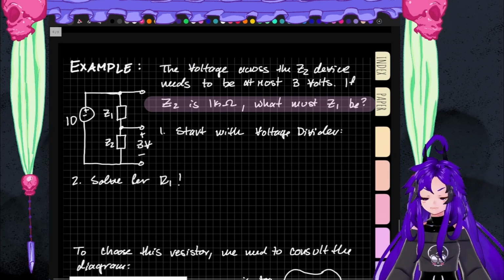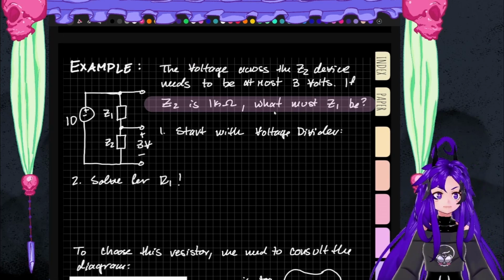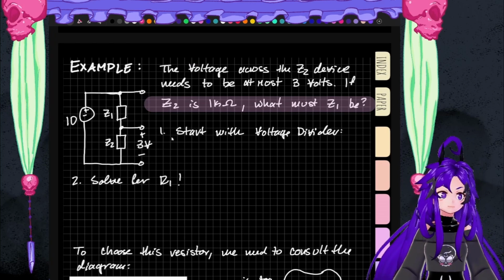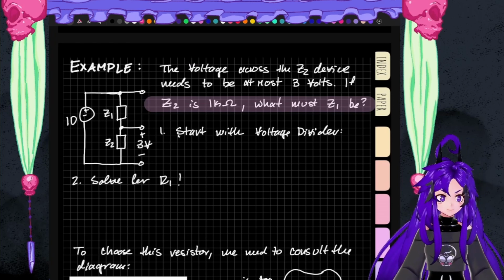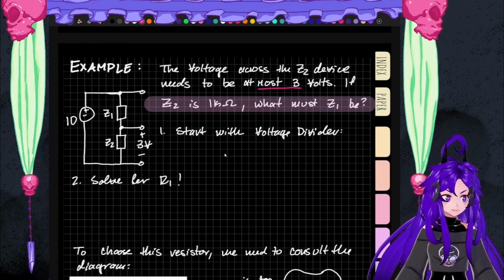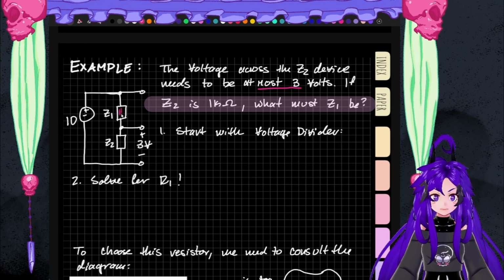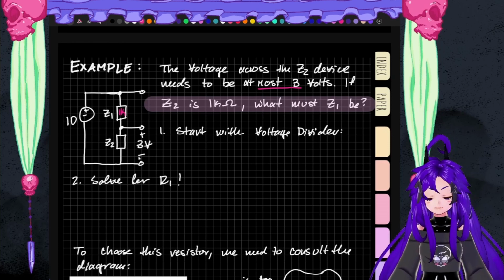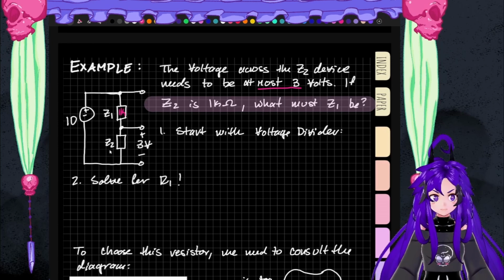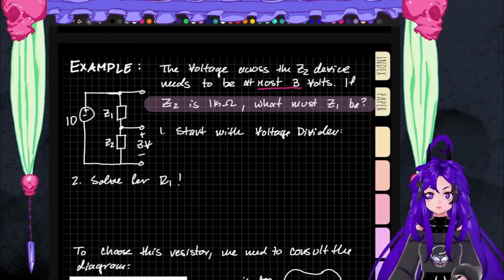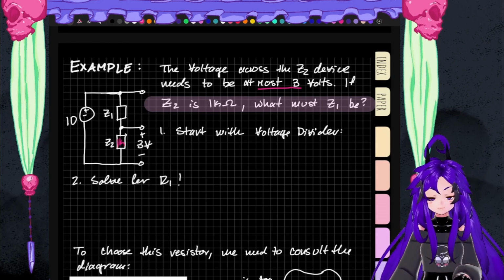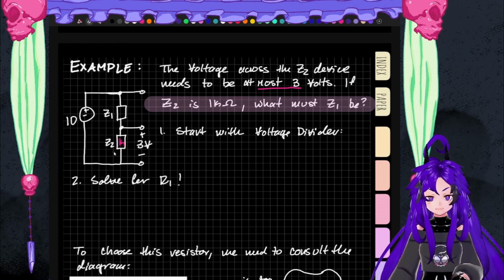All right. So, let's do an example. Let us look at this. This says the voltage across Z2 needs to be at most 3 volts. So we know it to be 3 volts. If Z2 is 1K, what must Z1 be? So basically, we were told we know what this device needs as a voltage. Oh, I'm sorry, I labeled the wrong one. We know what this one needs as a voltage and what impedance it puts out.